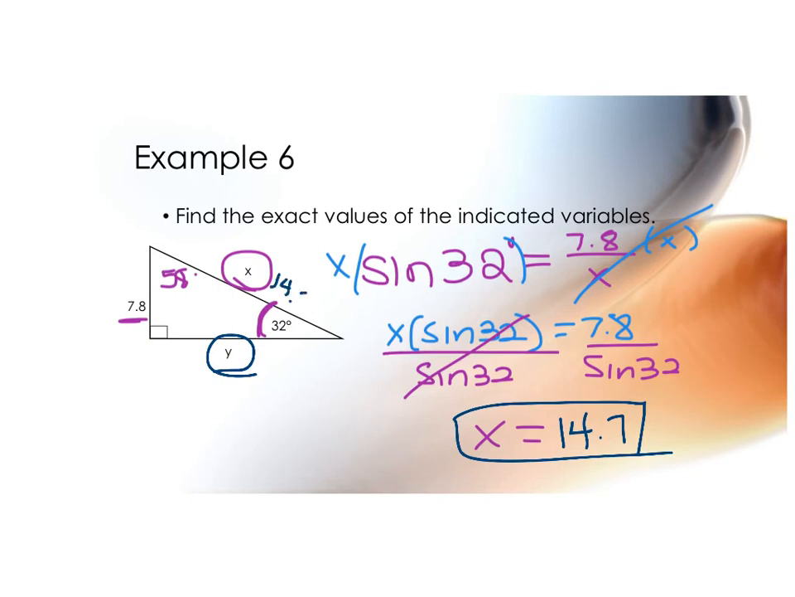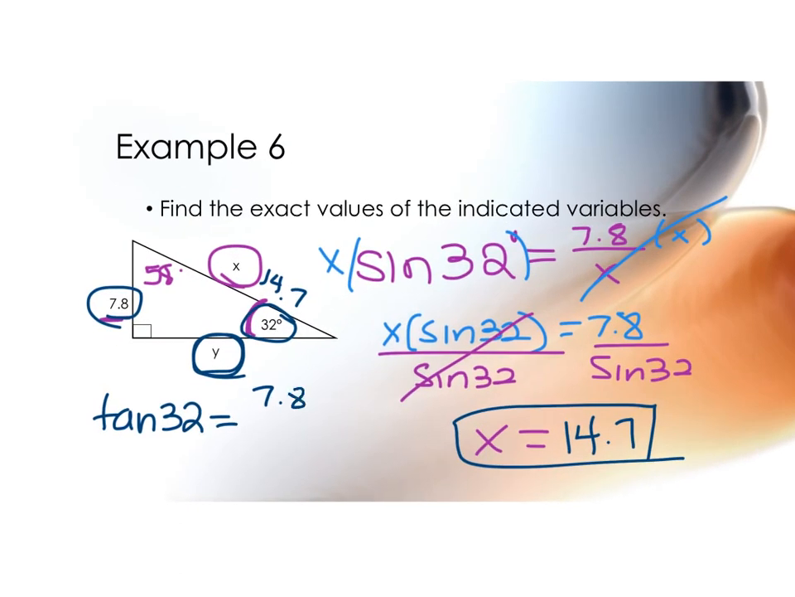Anybody ever made a mistake on a test that was a stupid mistake? And you got 14.7 wrong and now you're going to use 14.7? Are you going to get the y wrong too? Don't do that. Stick to the information they gave you. So the only thing that we're sure of is this is 32, this is 7.8, and this is y. That's opposite and adjacent, so that's tangent. So tangent of 32 degrees equals 7.8 over y.